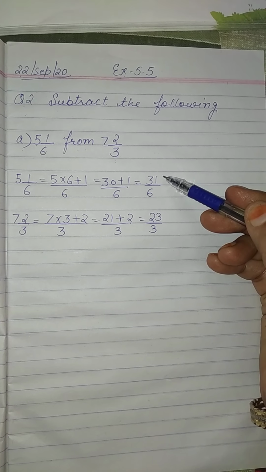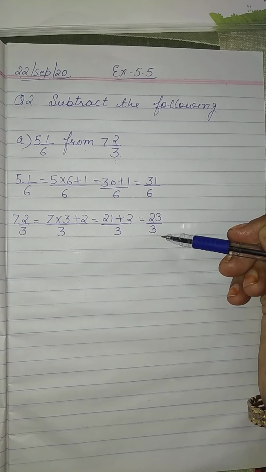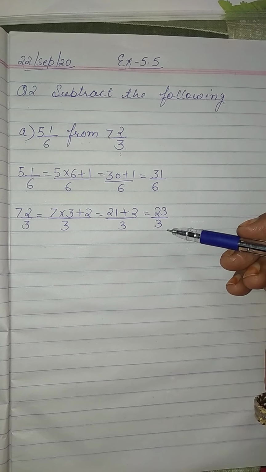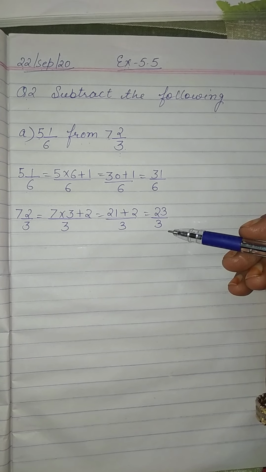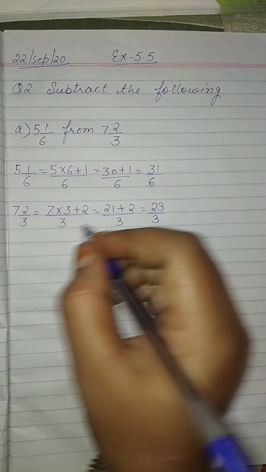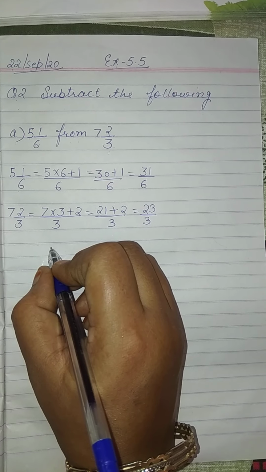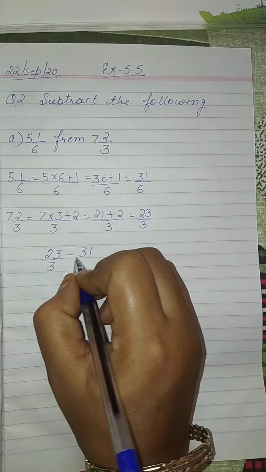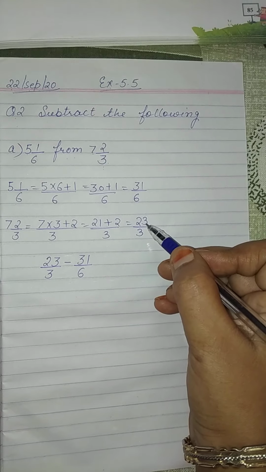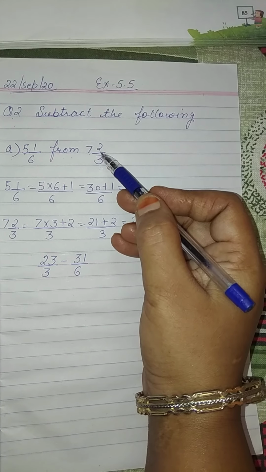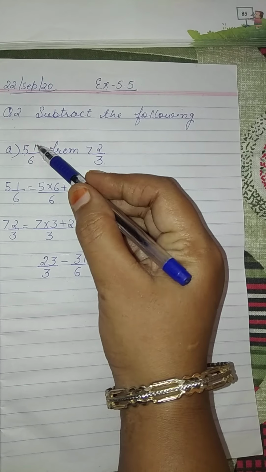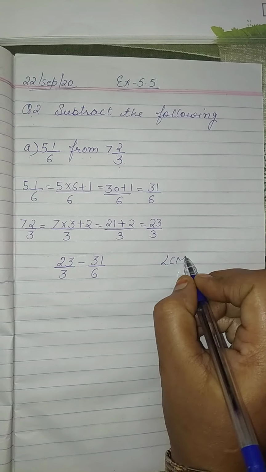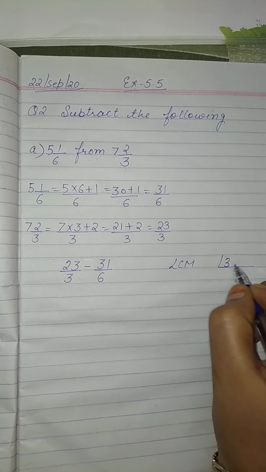Now both of them have different numerators and different denominators. So for different denominators, what we are going to do is first of all take out the LCM of the given fractions. So first of all we will write like this: 23 upon 3 minus 31 upon 6. बिकॉज हमने यहाँ 23 अपॉन 3 यहाँ क्यों लिखा है? क्योंकि 7 2 by 3 में से हमें 5 1 by 6 को माइनस करना है. So we will write it like this. First of all we are going to take out the LCM of 3 and 6.